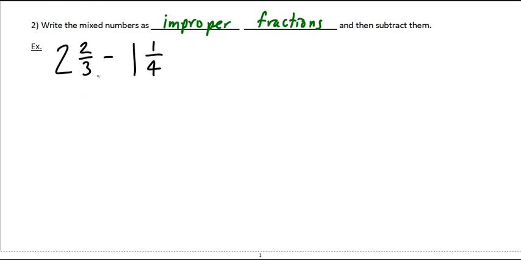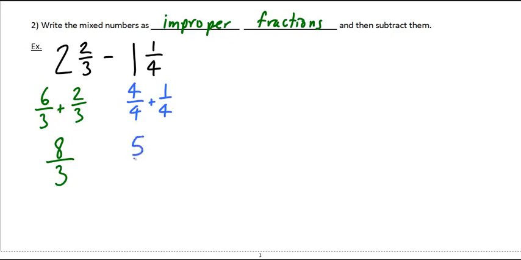So first thing I need to do is write this mixed number as an improper fraction. One way to do that is to say, well, this 2 would be just like 6 over 3, plus that 2 over 3, which would give me a total of 8 over 3. And this mixed number here, 1 and 1/4, is like 4 over 4 plus 1 over 4, which is just like 5 over 4. And of course, we're subtracting these two.